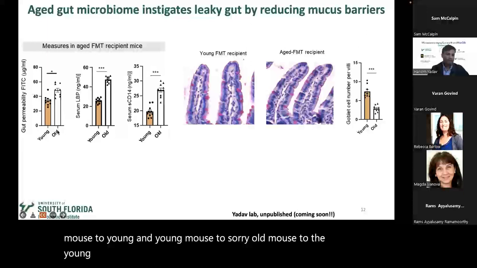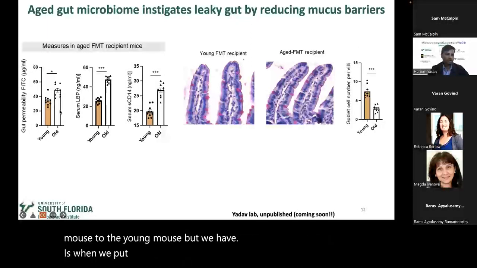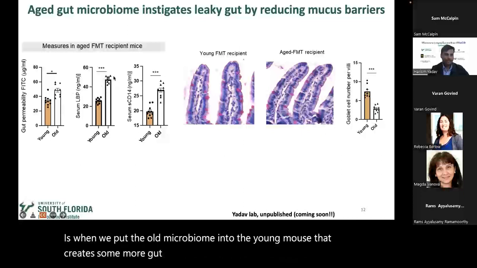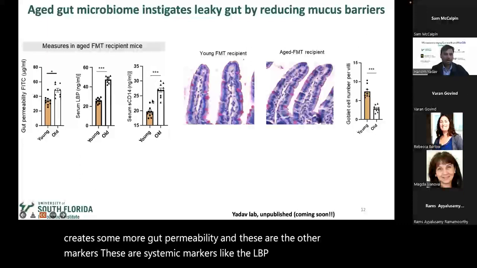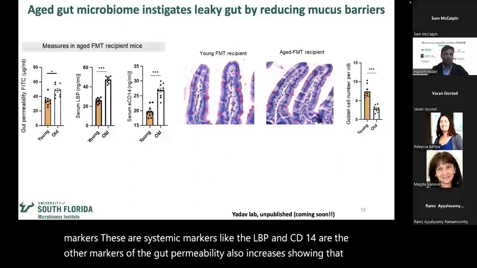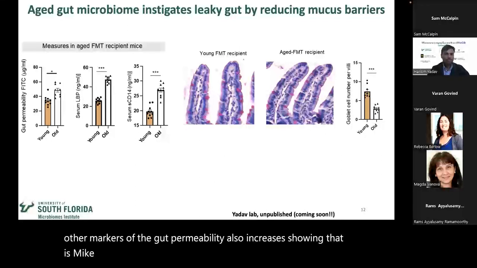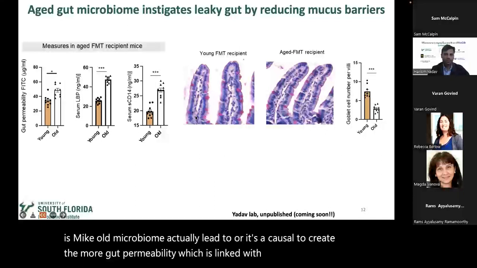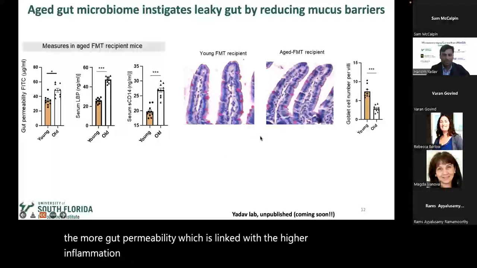What we have seen is that when we put the old microbiome into the young mouse, it creates more gut permeability. These are systemic markers like LBP and CD14, other markers of gut permeability, which also increase, showing that the old microbiome is causal in creating more gut permeability, which is linked with higher inflammation. Why, and how, does the old microbiome do it?